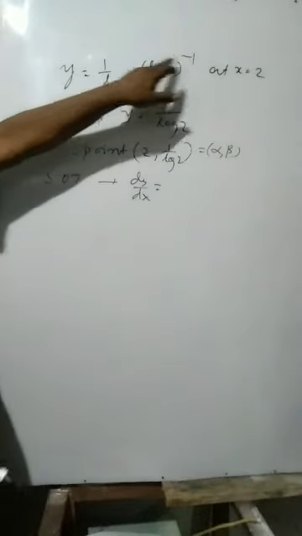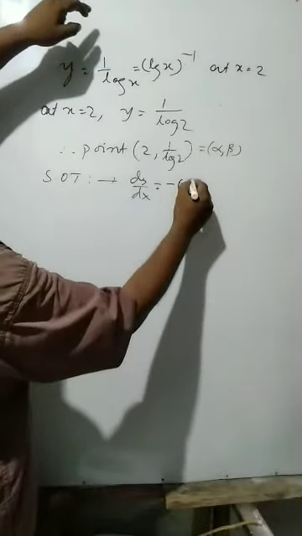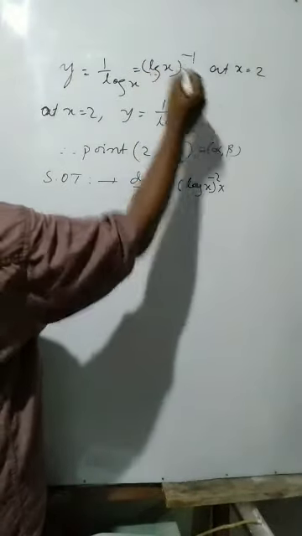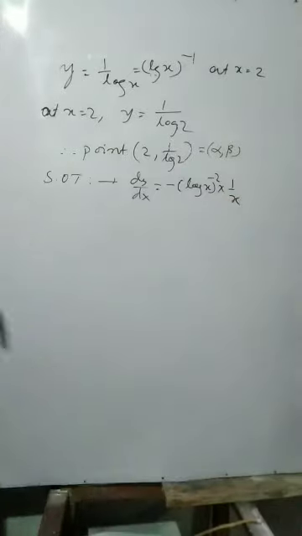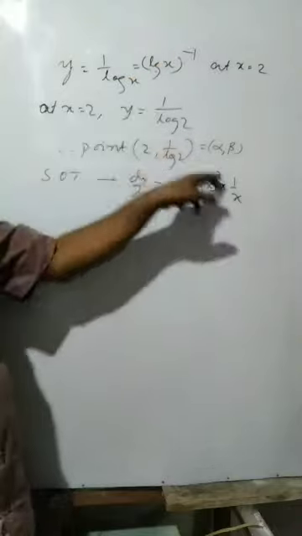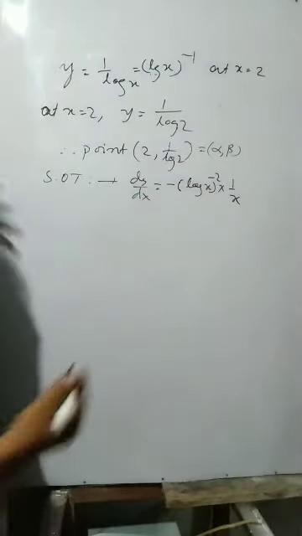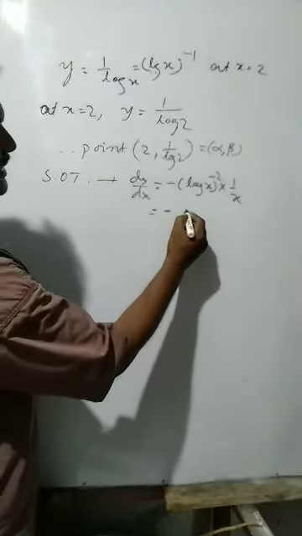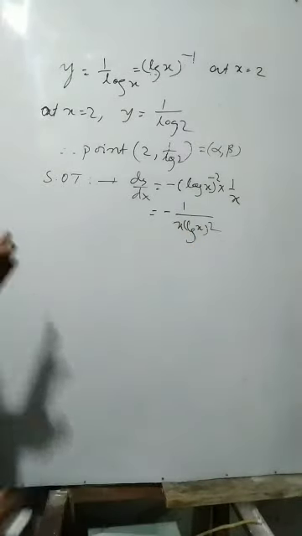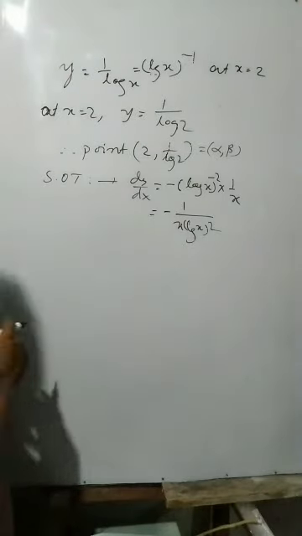Y equal to log x to the power minus 1. Find the derivative: minus 1 comes in front, minus 1 log x to the power minus 2, into again the derivative of log x, which is 1 by x. Minus 1 in front, the power minus 1 minus 1 is minus 2, and the derivative of log x is 1 by x. Then it is minus 1 by x log x whole square.